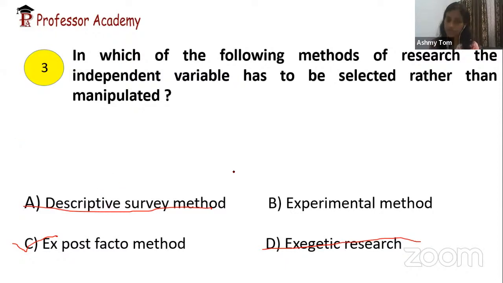Looking at the descriptive survey method, which is based on the survey information collected, this will mostly be analyzed with descriptive analysis using mean, mode, and median. Then moving on to what exegetic research is, it is all about understanding the texts like the Bible and other things.